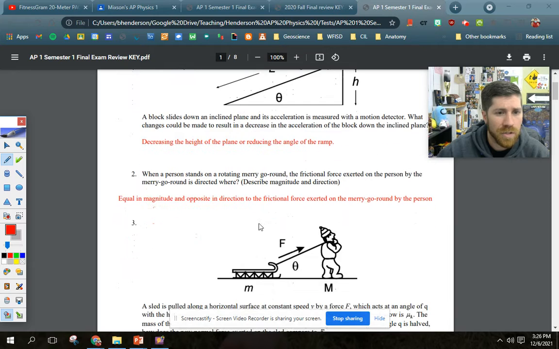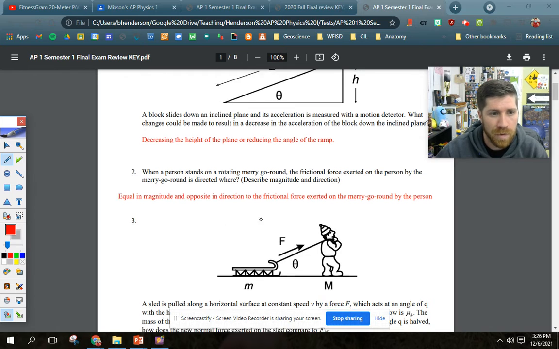Number two is a question about a merry-go-round. This is really asking about one of Newton's laws, the equal and opposite reaction force. So if I have a person being held in place, then the same force I'm applying to the merry-go-round is being applied on me. So it says here it would be equal in magnitude and opposite in direction from the frictional force exerted on the merry-go-round by the person. If those forces weren't balanced, the person would be accelerating either off the merry-go-round, or the merry-go-round would be accelerating somehow, speeding up or slowing down in response to the person.